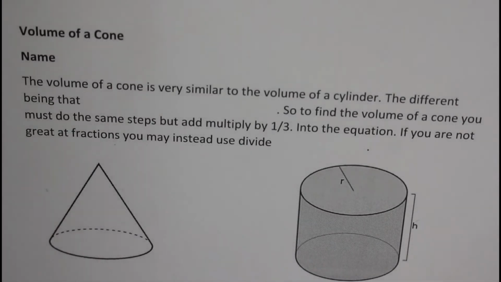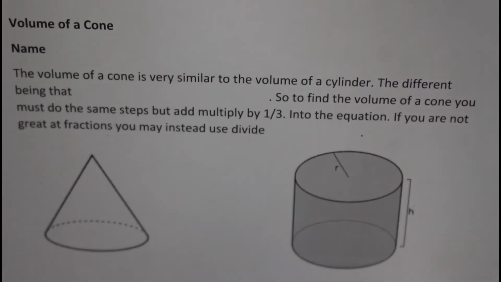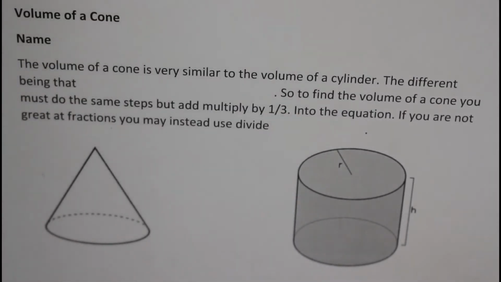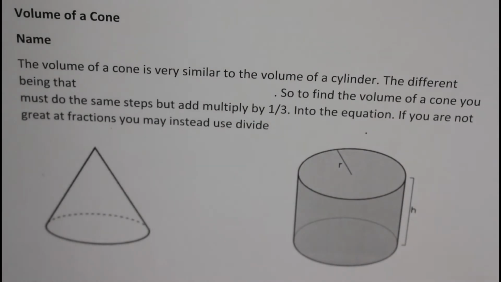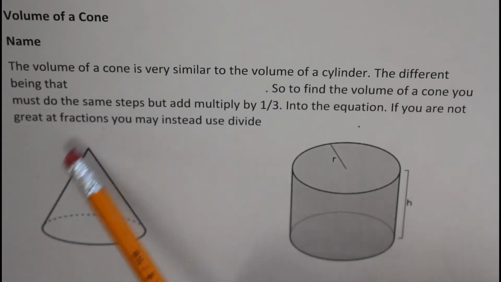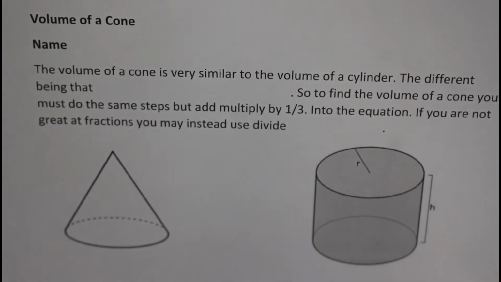Okay, what we're going to be looking at today is the volume of a cone. A cone. It's very, very similar to the volume of a cylinder. The cylinder being something like this: a pencil, a cup, lots of different things in nature are cylinders. A cone is kind of like a pyramid with round sides. So an ice cream cone, a traffic cone. You guys know what cones are, so I don't need to go into too much.